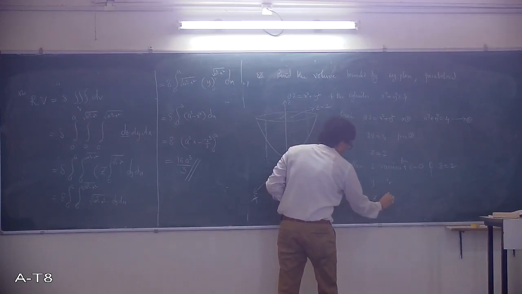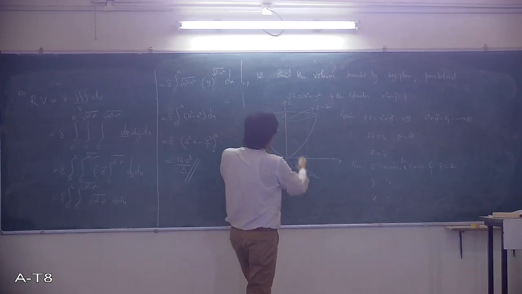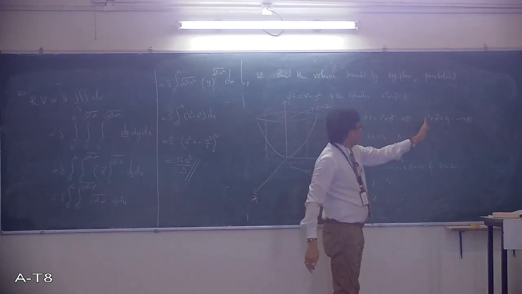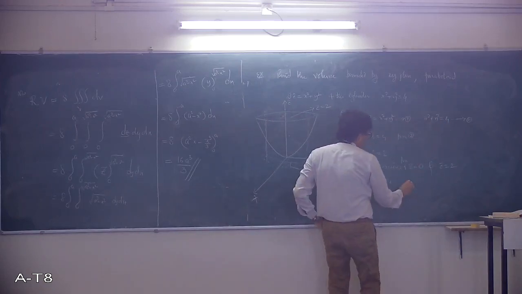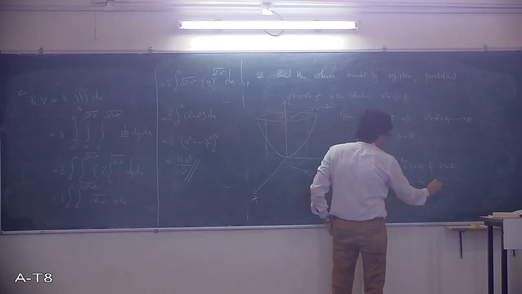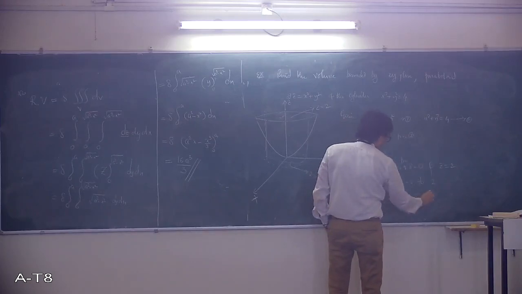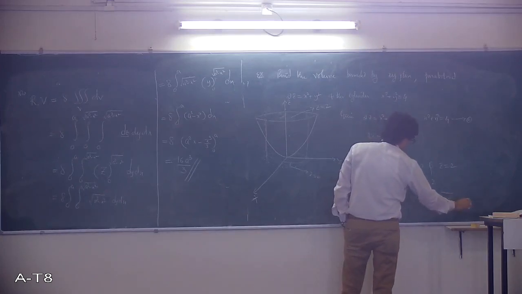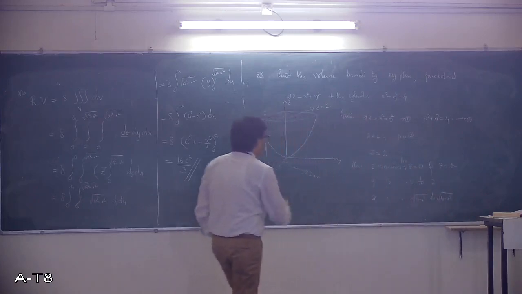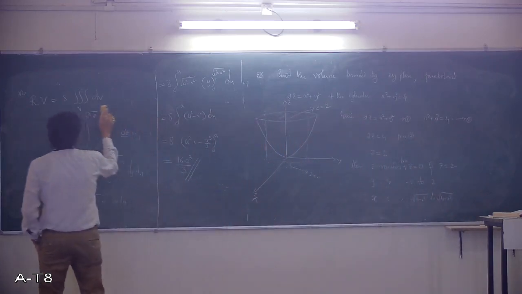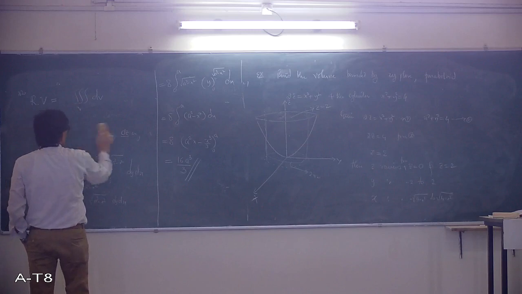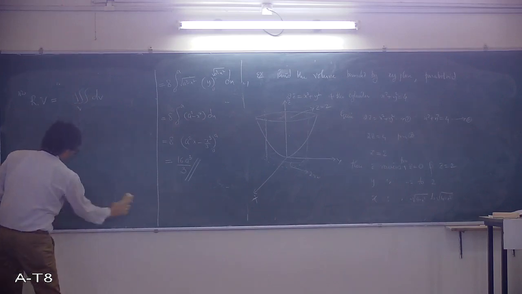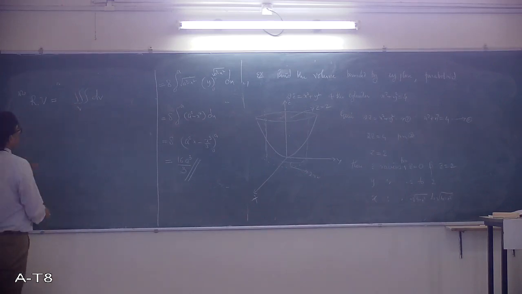so x varies from, y and x can be obtained with the help of this term. X varies from minus 2 to plus 2, and y varies from minus the square root of 4 minus x square to plus the square root of 4 minus x square. So, what does the answer come to? We will write. No symmetry property, nothing I have used.